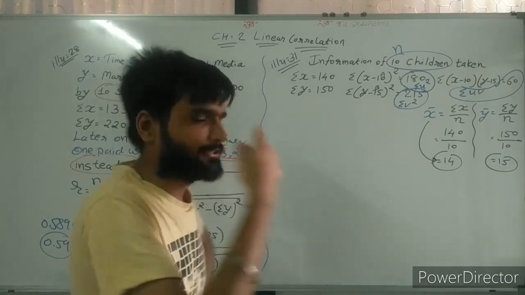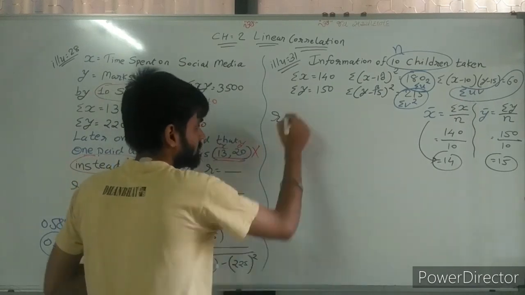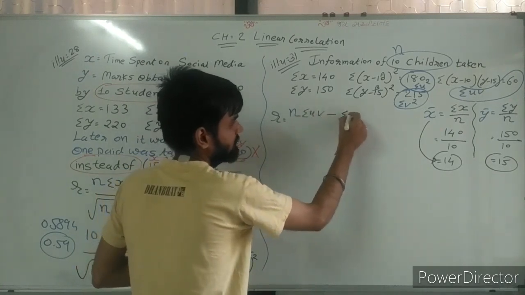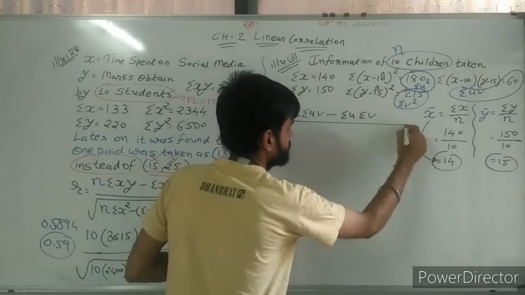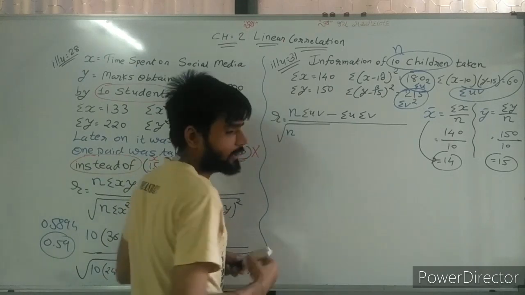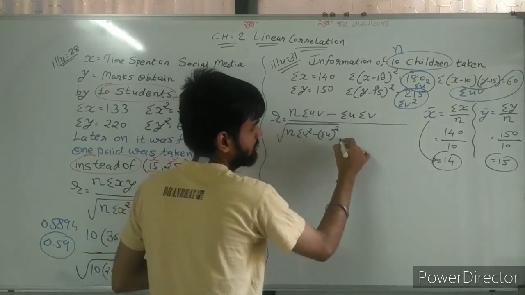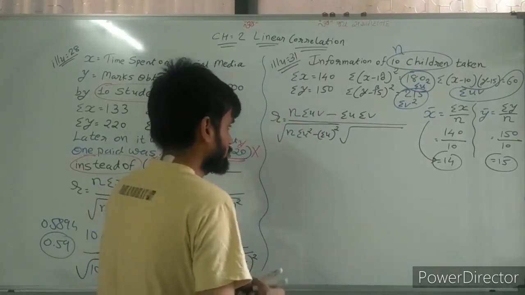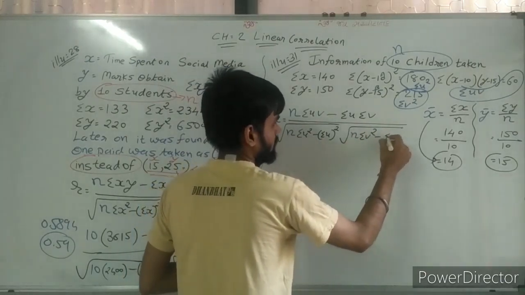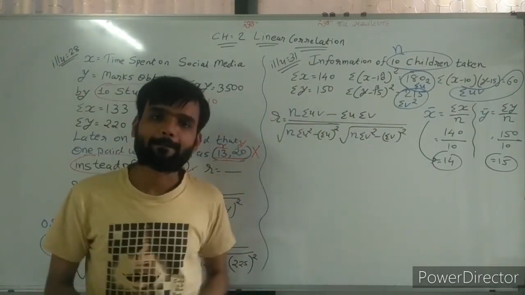First I am writing the formula. R is equal to n sigma uv minus sigma u sigma v, divided by root of n sigma u square minus sigma u whole square, second root of n sigma v square minus sigma v whole square. So this is the formula.